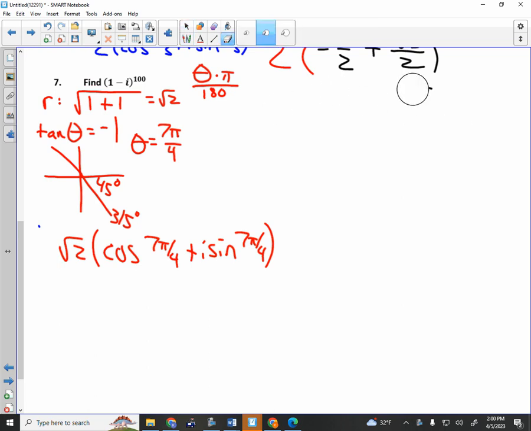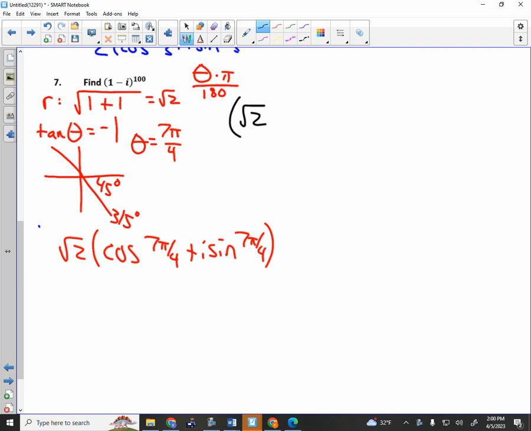What do you want to do with it? That's absurd, Aaron. How dare you? Taking the 100th power, who do you think we are? That's crazy people work right there. Okay, so square root of 2 to the 100th power times the cosine of 700 pi over 4, plus i sine of, looks like Kenny already said, he said, I think 700 is divisible by 4. And it is. He got 175 pi.